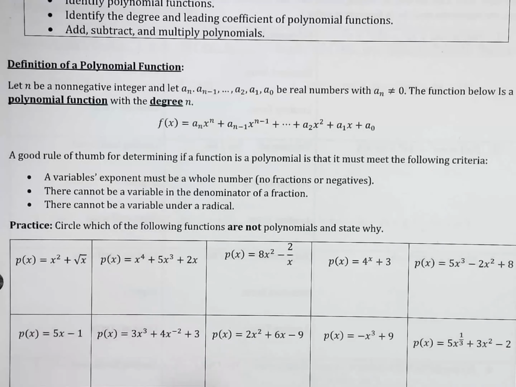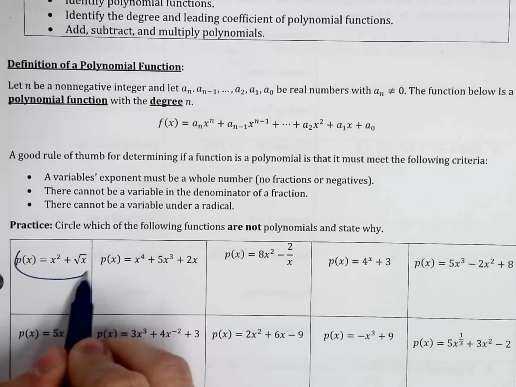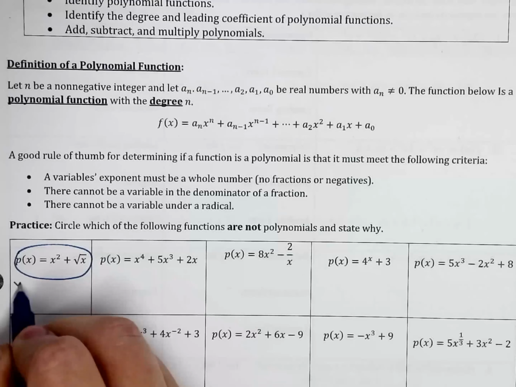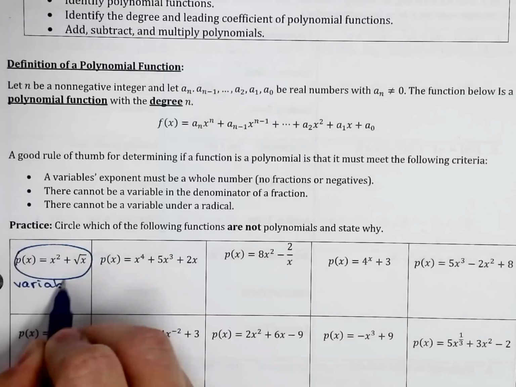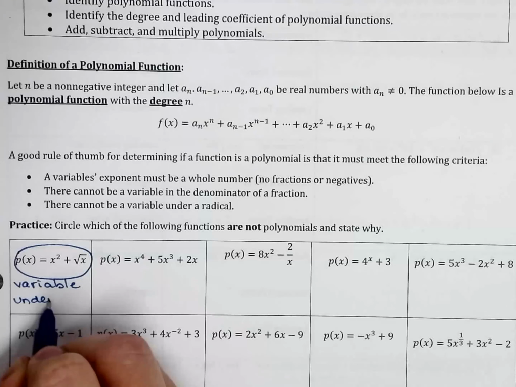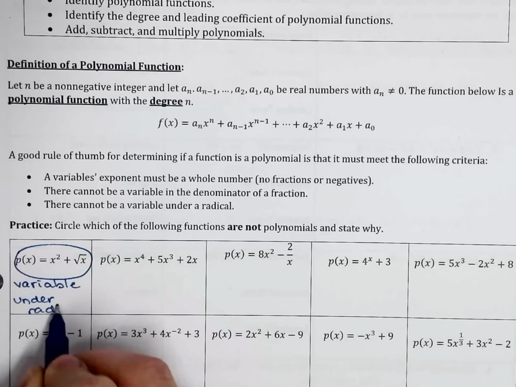The first one is already not a polynomial because it has the radical right there, it has the variable right there under the radical. So this one is not a polynomial because it has a variable under the radical.